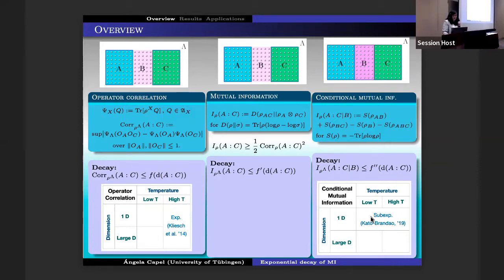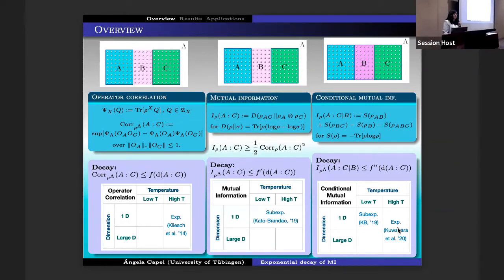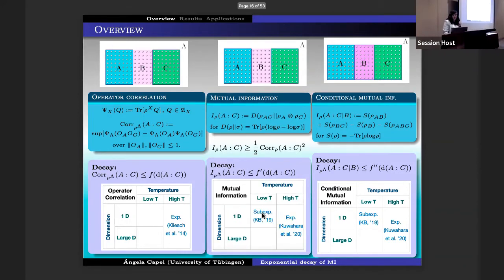Okay, but actually 1 year after that, together with Kuwahara, they also proved that for high temperature, for any dimension, the decay is actually exponential. So they managed to improve that. And actually, in both papers, they explain that these results can be directly translated to the mutual information case. So we have exactly the same. For 1D systems, we have sub-exponential decay for every temperature. And for high dimensions, we have exponential decay just for high temperatures.